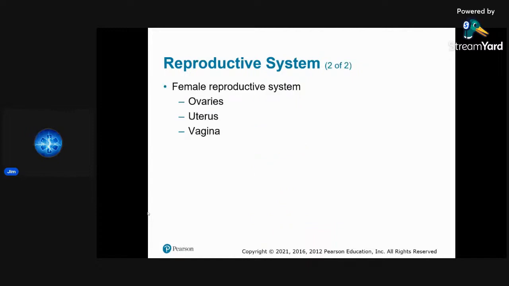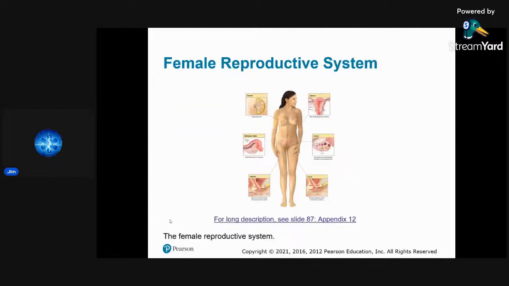The female reproductive system consists of the ovaries. They didn't put it on here, but also the fallopian tubes, the uterus, and the vagina, right? So the ovaries are where the egg is made, it travels down a fallopian tube, goes to the uterus, comes in contact with the male sperm, and then it embeds on the uterus. And then after 40 weeks, it's pushed out of the uterus and the baby is delivered through the vagina. Here's a nice picture of the female reproductive system.